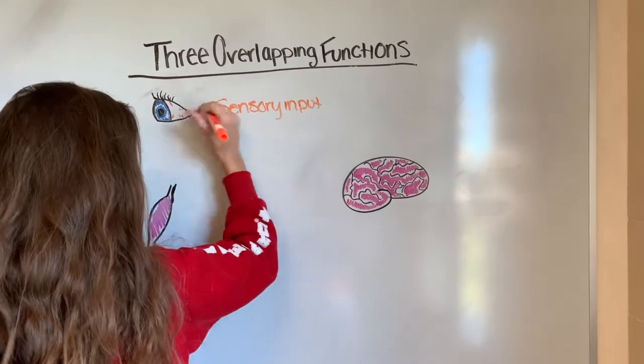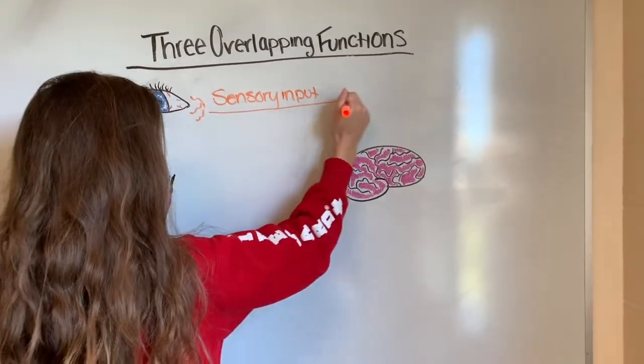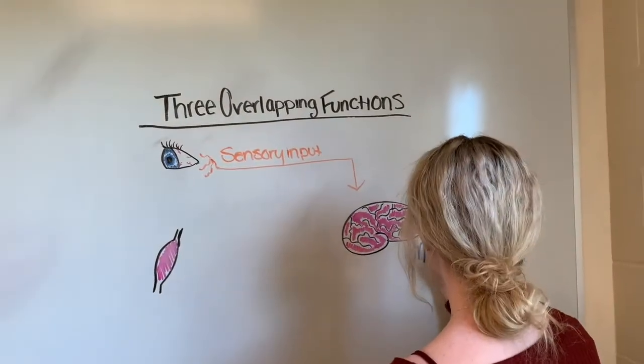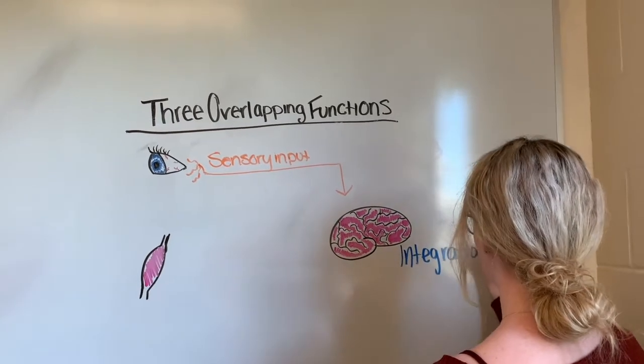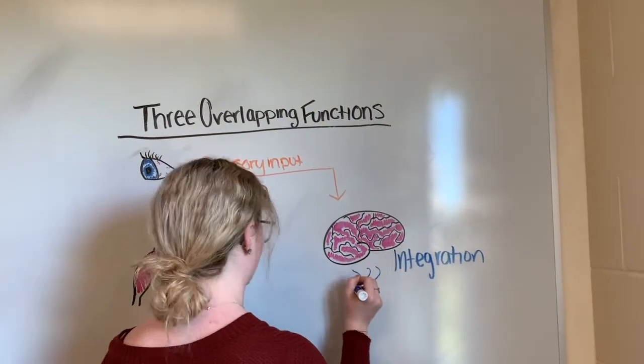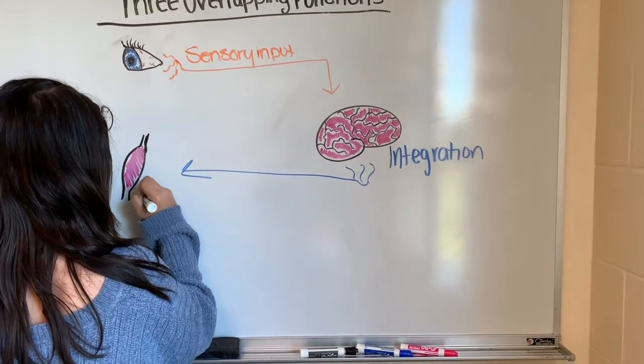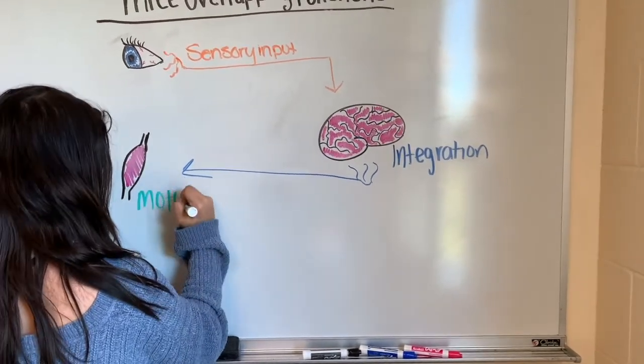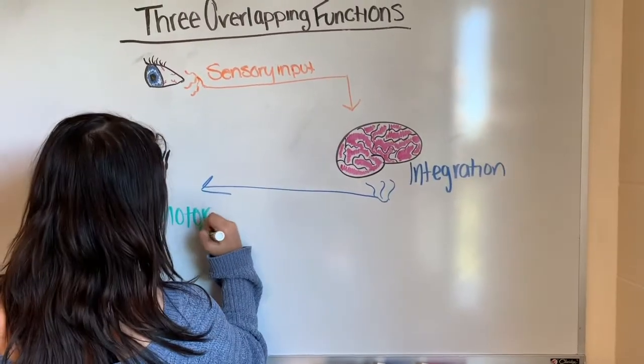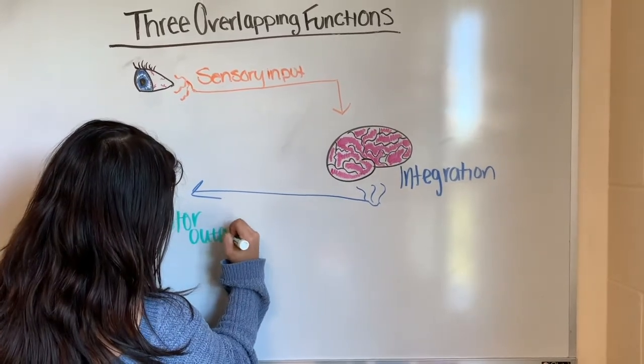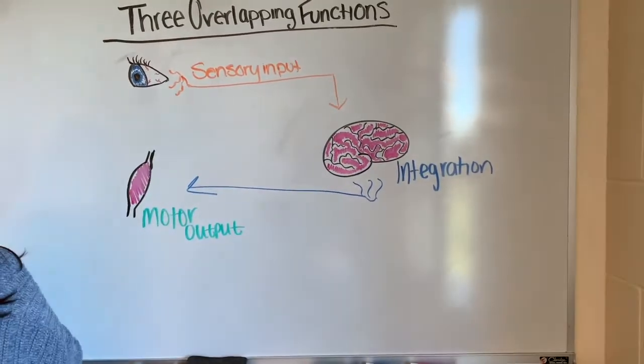Sensory input is when you gather information from your sensory receptors. Then the nervous system processes and interprets sensory input and decides what should be done at each moment. This is called integration. Following that, the nervous system activates effector organs, for example, muscles and glands, to cause a response called the motor output.